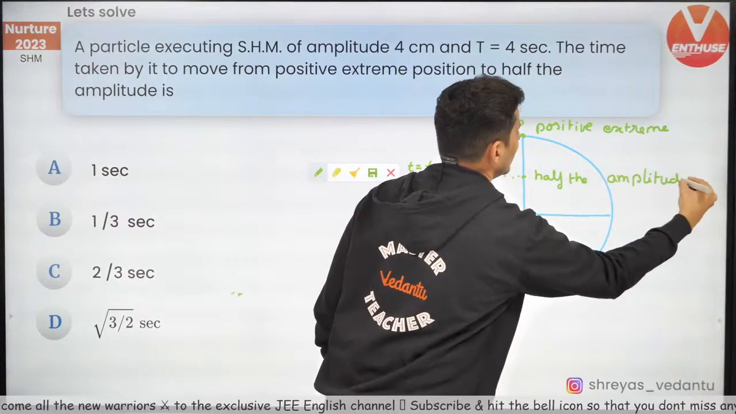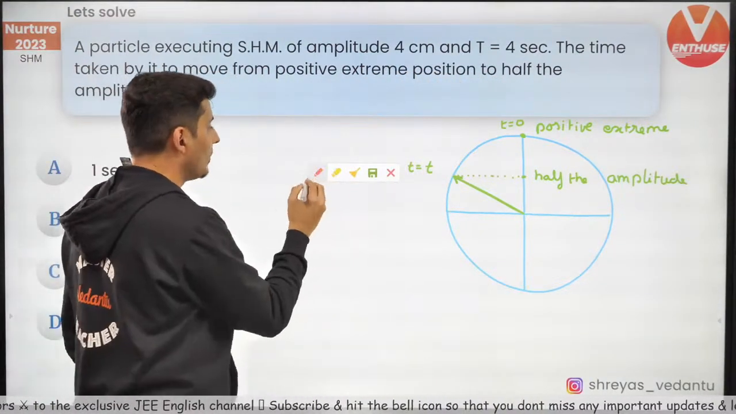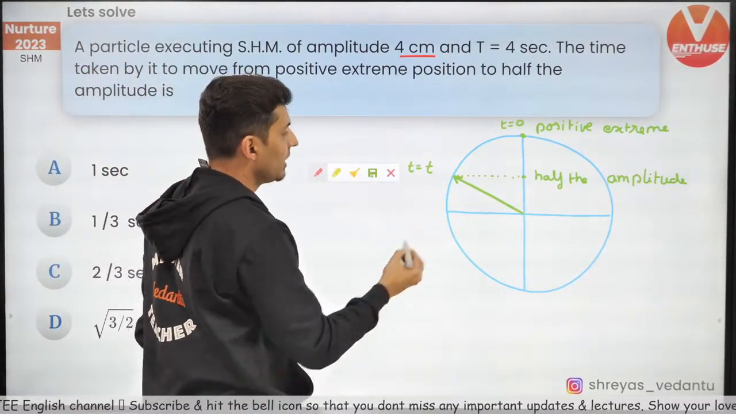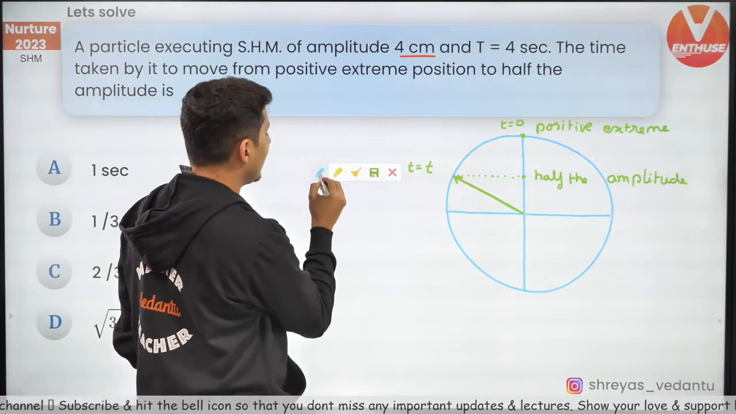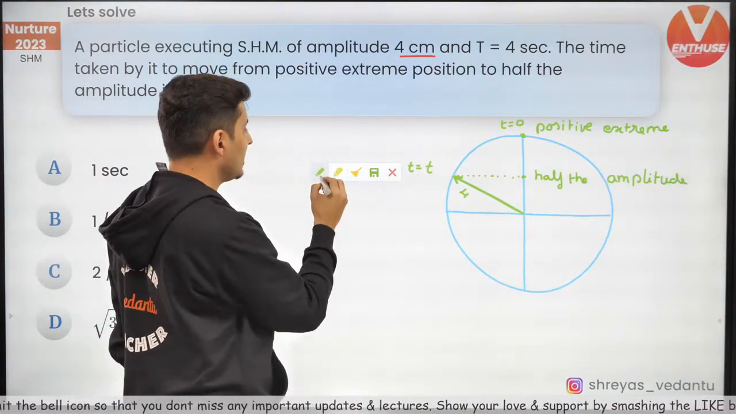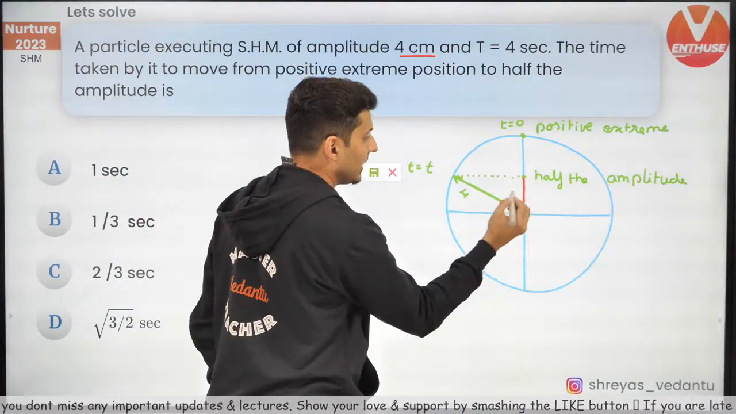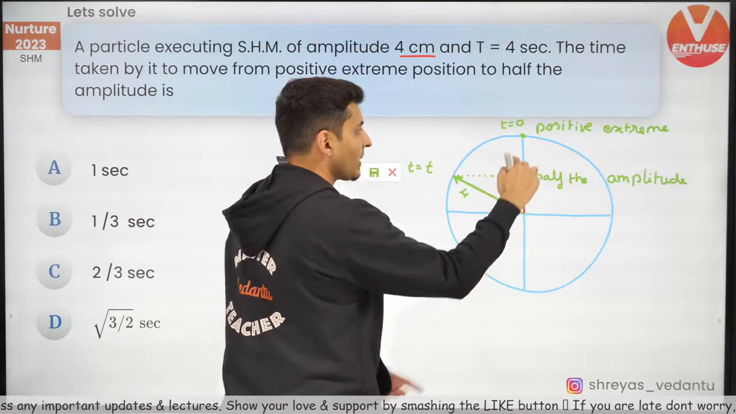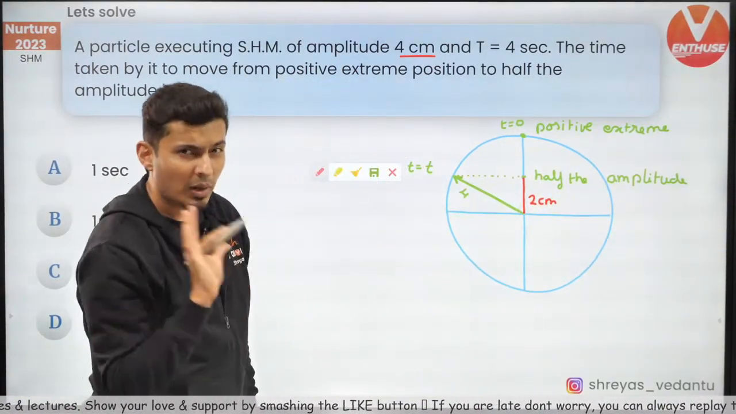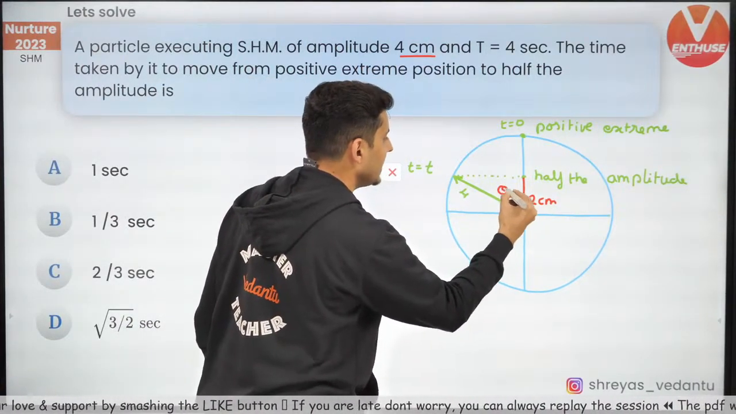Half the amplitude. Perfect. Now observe carefully. What is the amplitude? Amplitude is 4. That means the length of this green line should be 4 centimeters. And think carefully, this one is half the amplitude. Half. That means this should be 2 centimeters. Perfect? Okay. That means I can find out how much this angle theta is.